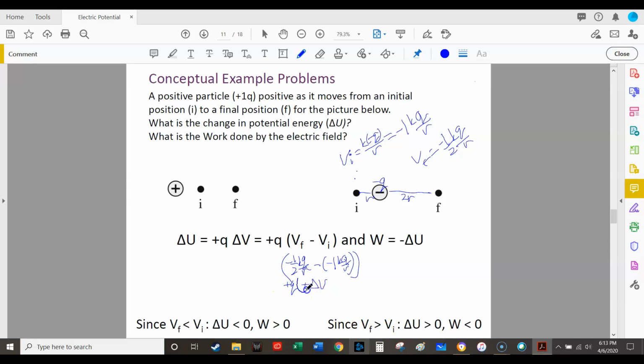Well, since we have a positive Q that we're multiplying by this, that's going to end up being a positive delta U as well. And so what does that mean? Well, work is equal to negative delta U, and our delta U is a positive delta U. So a negative times a positive delta U is going to end up being a negative work. Okay, so work is going to be less than 0. So what does that mean? Well, that means work done is going to be negative. All right?